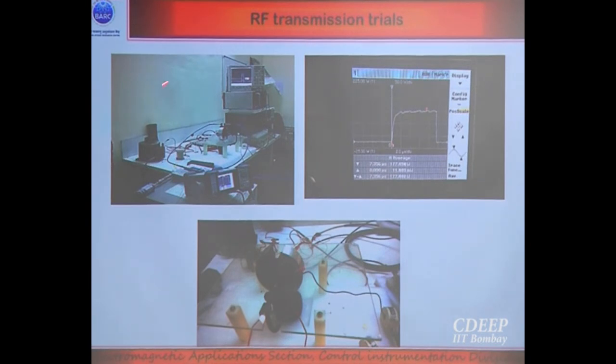RF trials. In the RF trials, the other magnet design was taken, where we had spaces for the waveguide openings. We were able to extract up to 127 watts of power. This is the first time in India that we have been able to extract this much power from this size of tube. We are still working on this design and improving it so that we can increase the RF power level. Frequency is 17 to 18 gigahertz, in the band of 17 to 18 gigahertz.